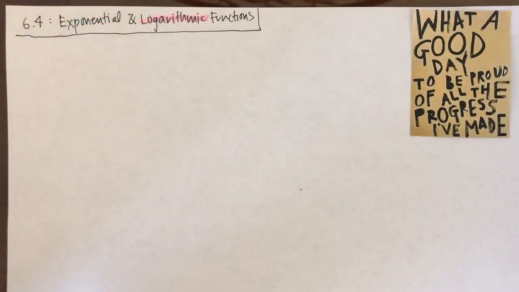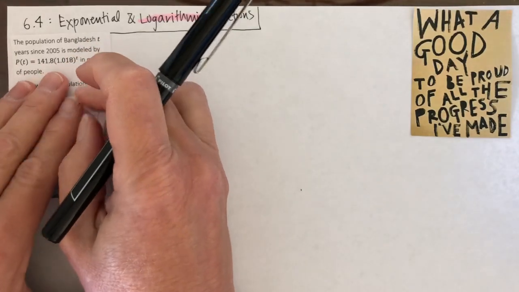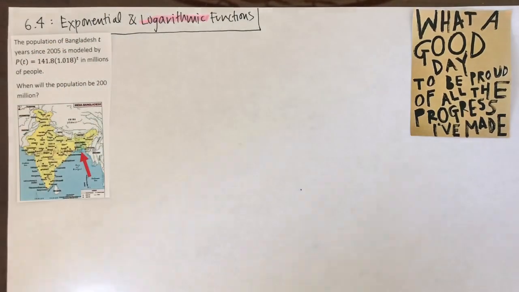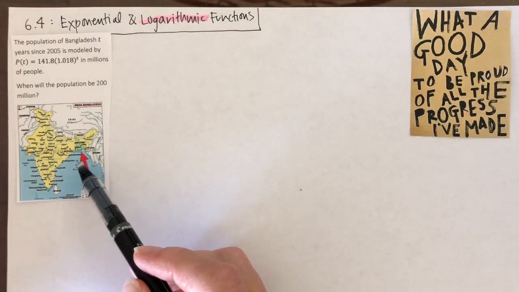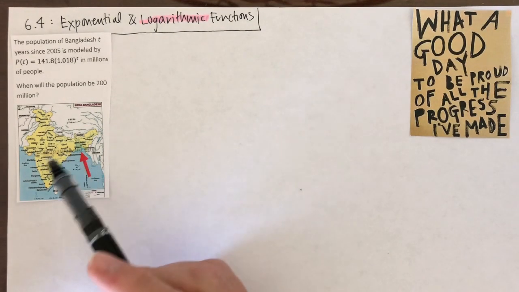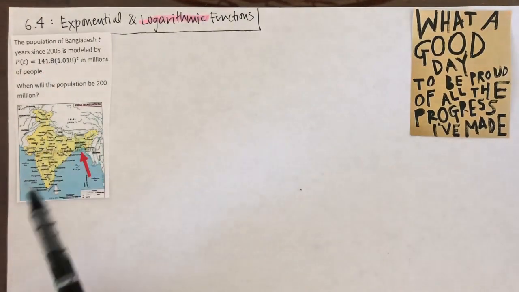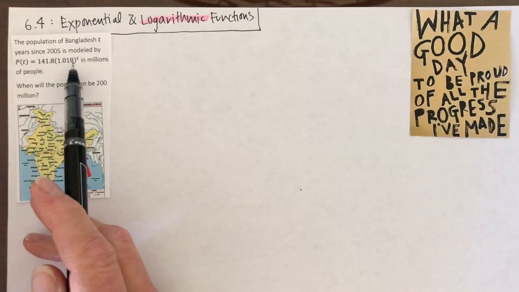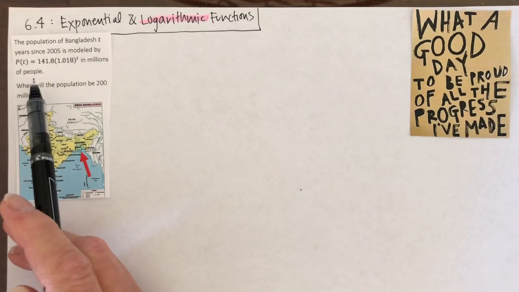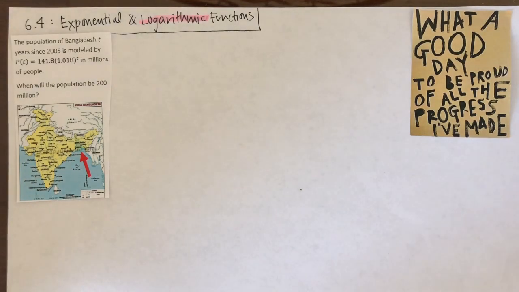Okay, the first example I want to look at in this section has to do with the population of Bangladesh. So Bangladesh is this country real close to India, and even though it's small, it has a lot of people. The population of Bangladesh T years since 2005 is modeled by P of T equals 141.8 times 1.018 to the T, in millions of people. When will the population be 200 million?